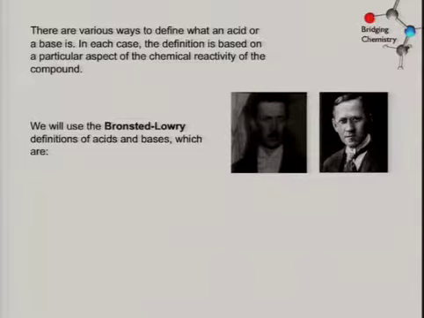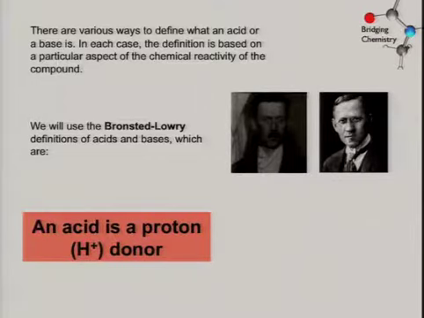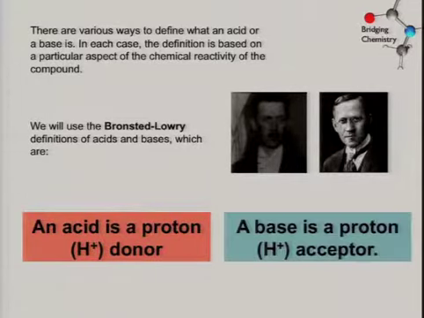So this is back about 100 years ago, and they came up with a definition based on the way that these compounds, which we call acids and bases, do their chemical reactions. They defined it like this. They said that an acid is a proton donor, and when we say proton, we mean H+ ions, right? And then they said that a base is a proton acceptor.